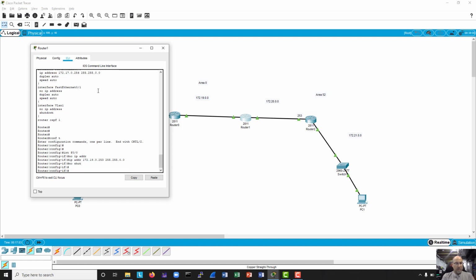No shut. And the next interface, we want it to be 20.254. There we go. No shut.